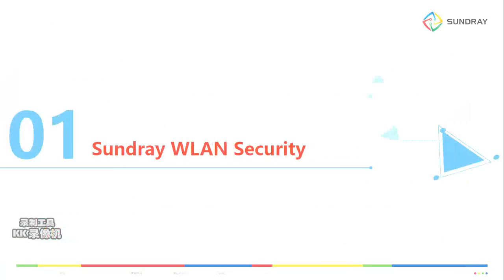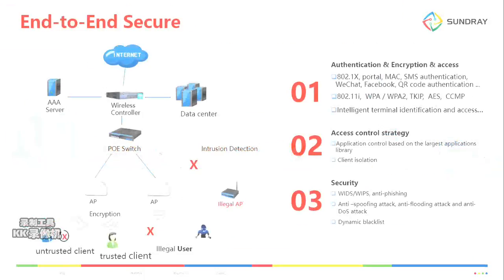So next we go to the features. First, the main feature is security. Sundray offers end-to-end security for the Wi-Fi network. The first one is that we have the most complete authentication methods. Here we have 802.1x. We support external AAA RADIUS servers, and built into the controller we have the captive portal server. We can use MAC address authentication, SMS, and also social networks like WeChat and Facebook, and also we have QR code authentication.